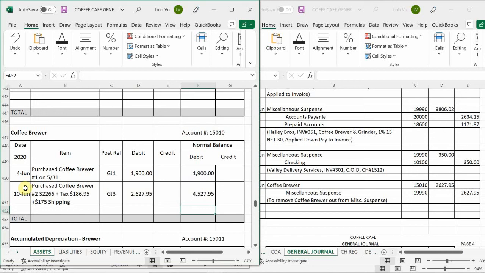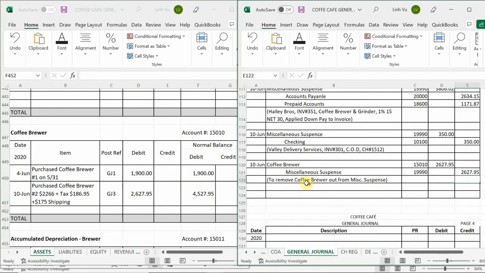So did you hire anybody to move the coffee brewer from the miscellaneous expense to its respective account? No. So this is called an internal transaction where nobody's involved. This is moving from one account to another, right? You didn't hire anybody to do this for you. You didn't have anybody who owes you the money. So in this case, nobody was involved with this transaction, so we call this an internal transaction. So no, we do not need to use a subsidiary ledger here, right?